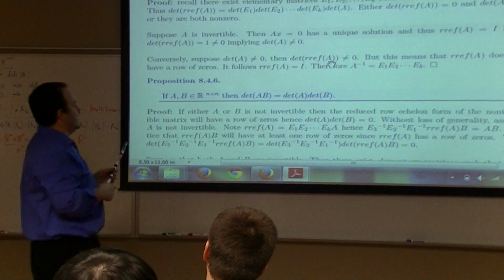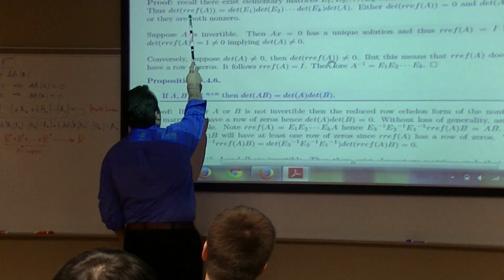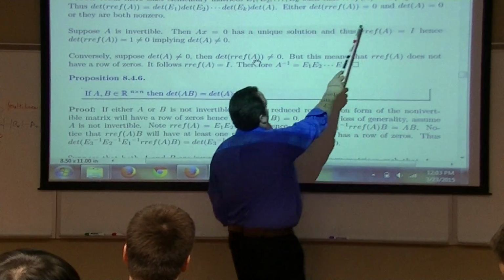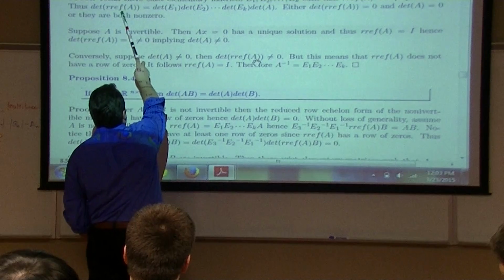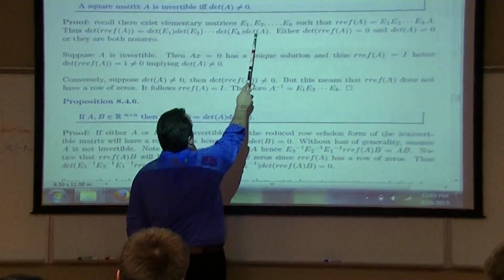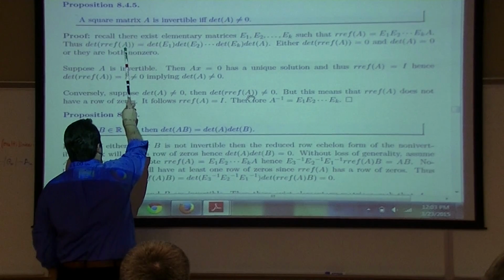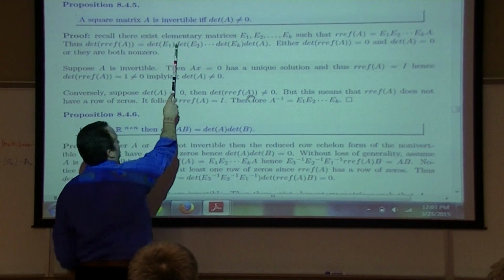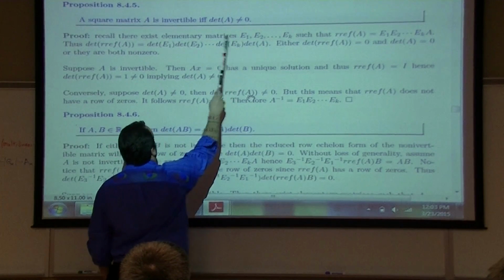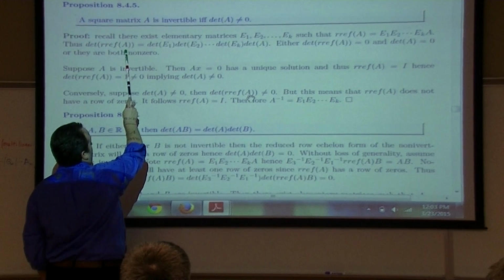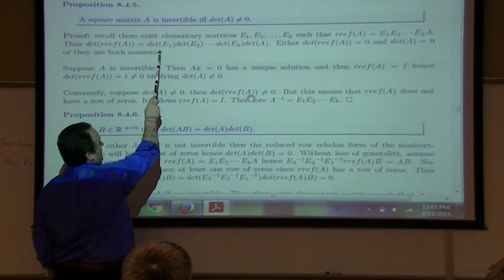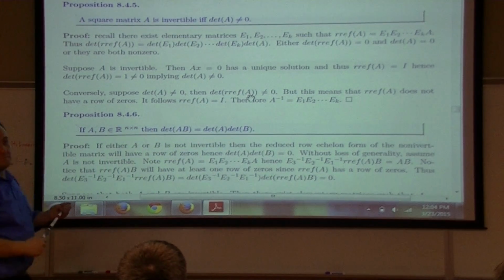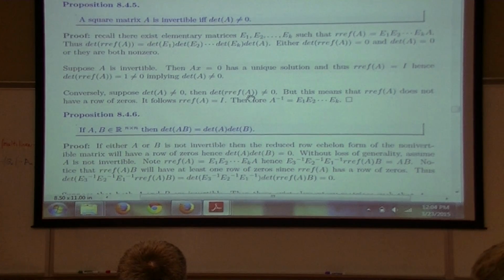Here's the argument explicitly. If the reduced row echelon form of A is equal to E1 through EK times A, then you just take the determinant of both sides. You get the determinant of the reduced row echelon form is the product of these determinants times the determinant of A. But if A is not invertible, this has a row of zeros, so it's zero. Hence, as these are non-zero, it forces the determinant of A to be zero. And if this is the identity matrix, then this is 1, which forces non-zero, non-zero, non-zero, forcing the determinant of A to be non-zero. So once you write that formula down, what I'm saying is immediate.